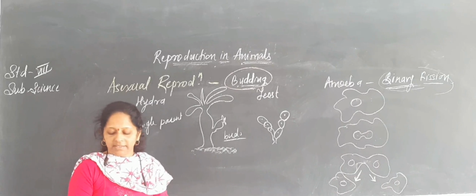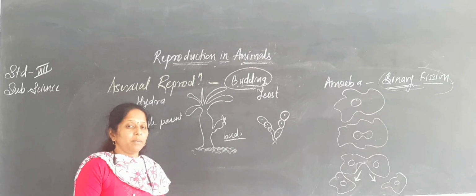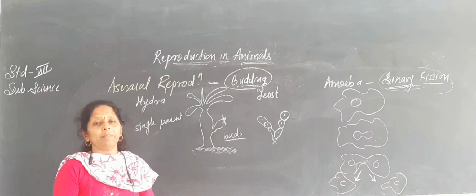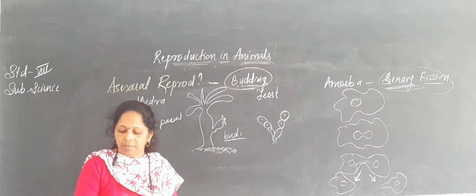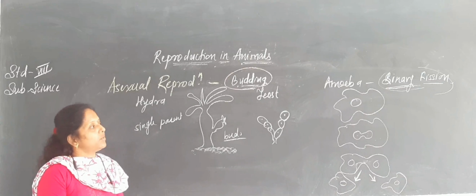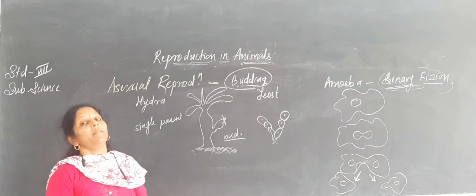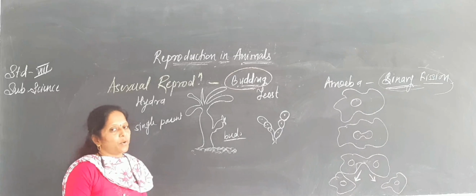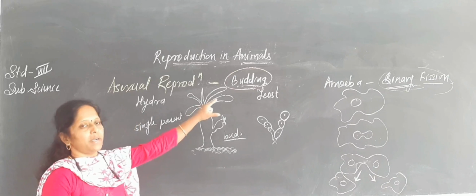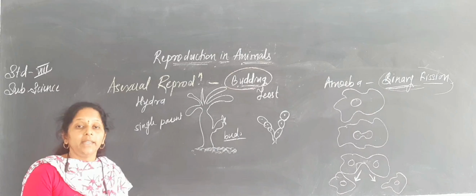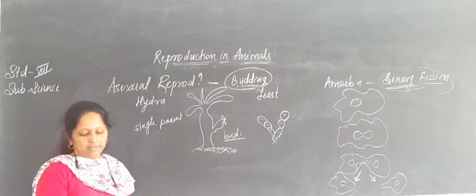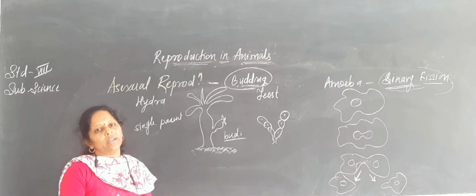There are different methods in other animals also, in which young ones are produced from a single parent. We will study that in higher classes, about the different methods of asexual reproduction. So this is about the asexual reproduction taking place in Hydra by the budding method and Amoeba by binary fission. About how clone formation happens, you should read in detail.